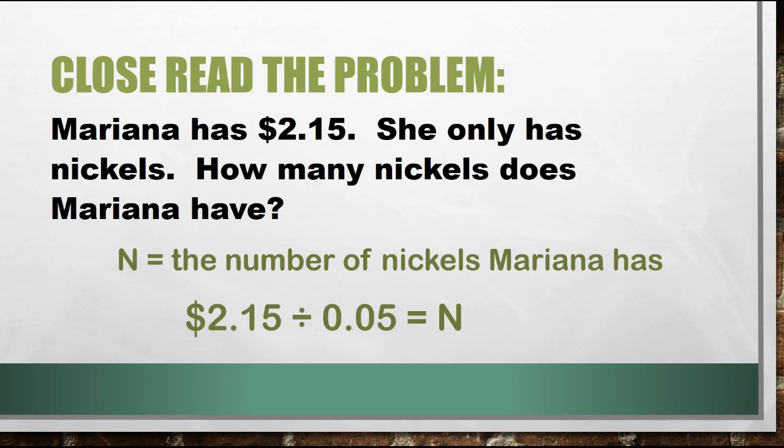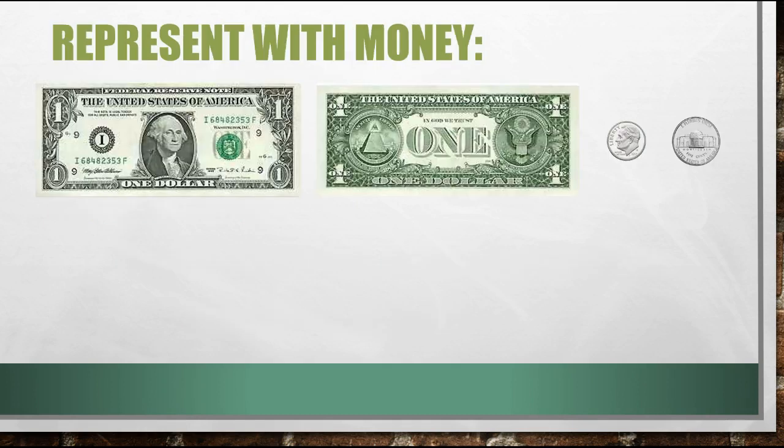In Lesson 1, we knew the total and the number of groups. For problems in Lesson 2 and this lesson, we know the total and the group size. Our question is how many groups of 5 cents are in $2.15. Let's take a look at some strategies that could be used to solve these problems.